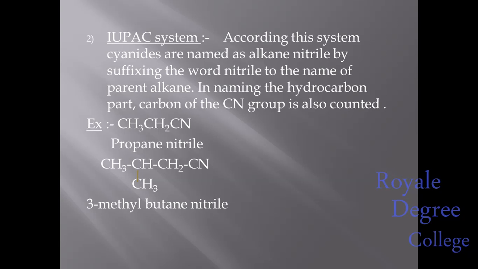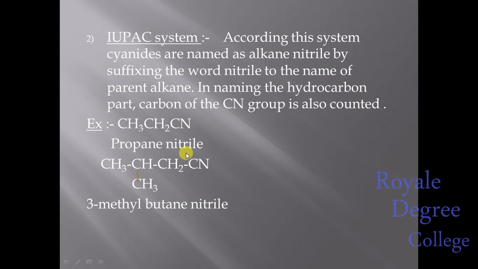According to this system, cyanides are named as alkane nitrile by suffixing the word nitrile to the name of parent alkane. In naming the hydrocarbon part, carbon of the CN group is also counted. Here we can see the example. As it is written here CH3, CH2, CN. How many carbon atoms are present here? 3. We are giving the number to the carbon atom from this side. That is the carbon which is attached with the nitrogen. So 3 carbon atoms are there. So it is propane. N is nitrile.